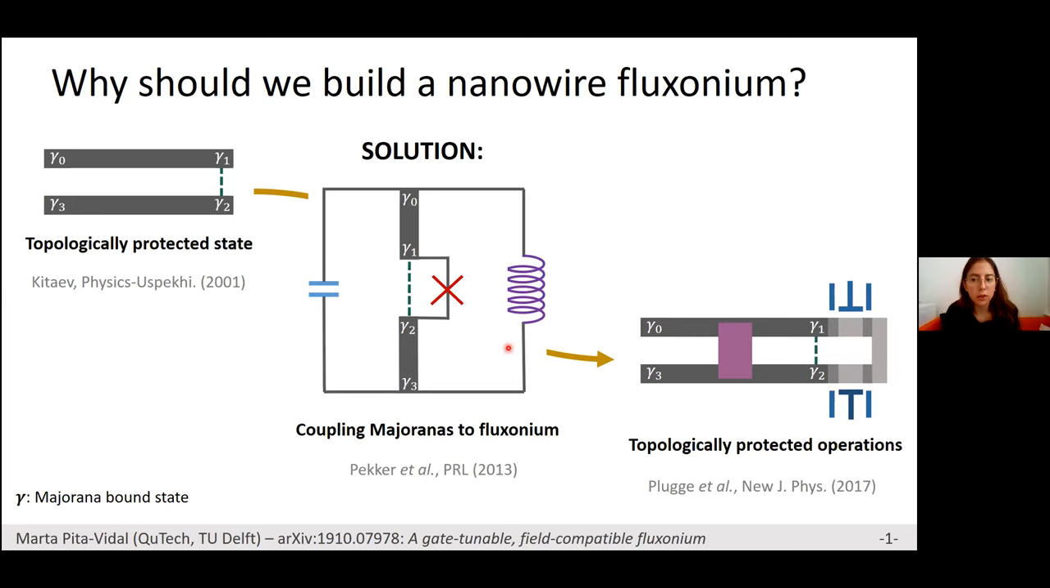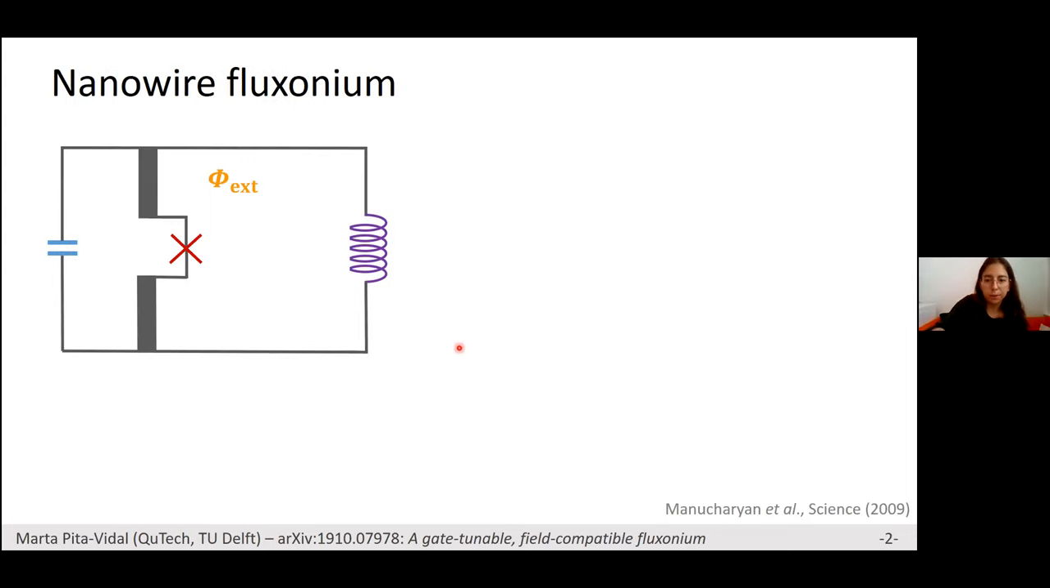Our suggestion to answer all these questions is coupling Majoranas to a fluxonium using a nanowire fluxonium, which, as we will see, constitutes first a detector of Majoranas. Second, it could be used to investigate the coupling between two adjacent Majoranas at the junction. Third, it would allow us to explore the parity dynamics of the Majorana state. And fourth, it could be used to do operations on the Majorana qubit state, which, while not being topologically protected, would constitute a proof of concept for such operations. So let's see how it works.